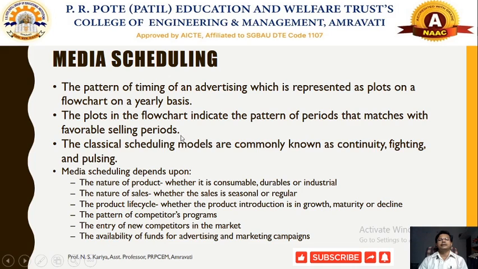Whenever we look at that flowchart, in a particular period of time, you will come to know that the advertisement is increased, and somewhere else you will find that advertisement decreases. Depending on the requirement, individual companies plan their media scheduling activities in this way. The classical scheduling models are commonly known as continuity, flighting, and pulsing. These are the basic models of media scheduling that are mainly used in the industry.